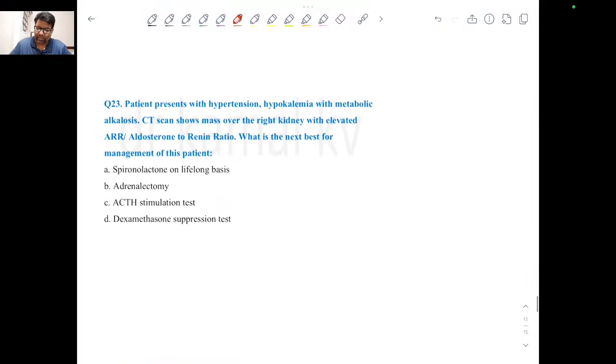Chalo, next question. A patient presents with hypertension, hypokalemia and metabolic alkalosis. CT scan shows mass over the right kidney with elevated aldosterone to renin ratio. What is the next best step for management of this patient? Now, much of the clue has already been given as to what the case is. So let us write the keywords first.